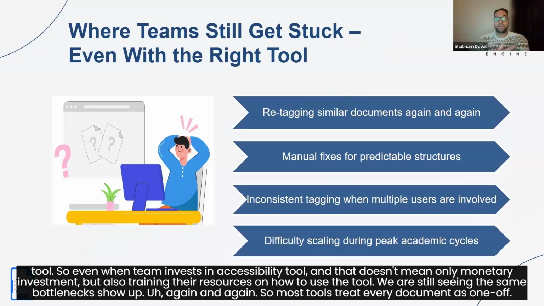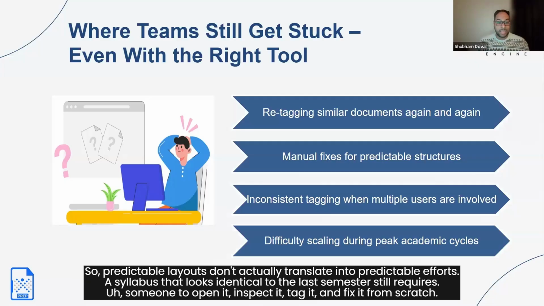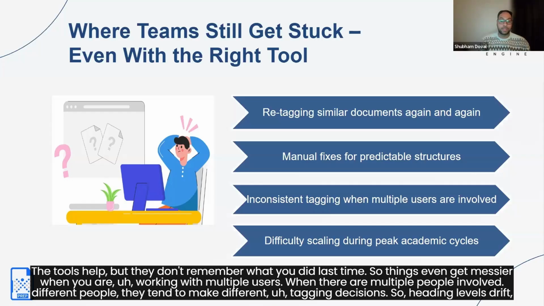Most tools treat every document as one-off, so people end up re-tagging the same structures repeatedly, the same hierarchy, the same table layouts, the same table forms. Work that's predictable still has to be done manually, file by file. So predictable layouts don't actually translate into predictable effort. A syllabus that looks identical to last semester still requires someone to open it, inspect it, tag it, and fix it from scratch. The tools help, but they don't remember what you did last time.